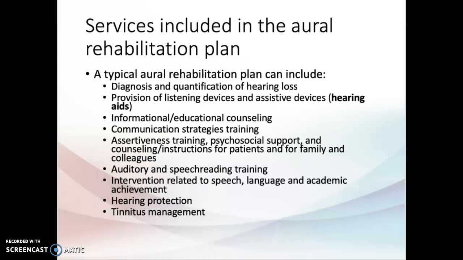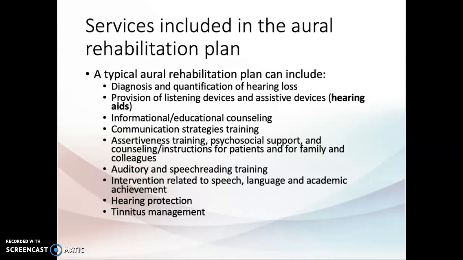So some of the services that are involved in AR plans initially have to diagnose and quantify the type, degree, and amount of hearing loss. And I'm assuming all of you had some intro to audiology course. We'll talk about that. And we'll go over looking at audiograms, being able to tell if it's a conductive, mixed, sensory neural loss, how much loss, and so forth.